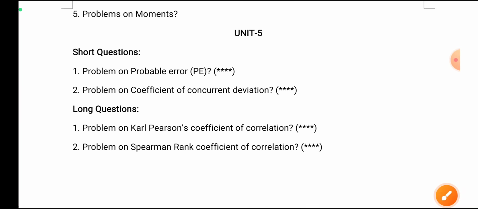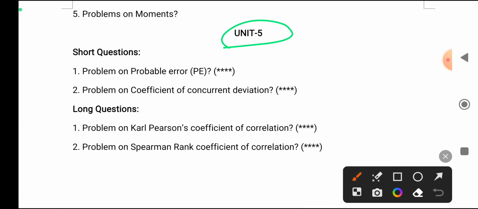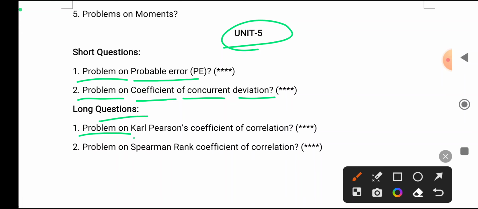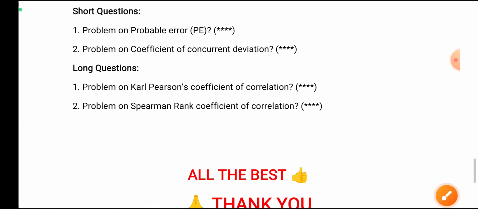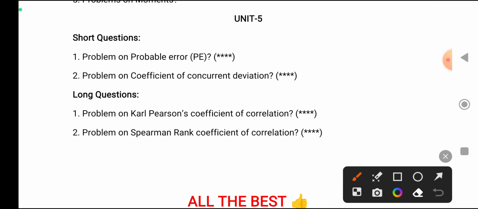Next, Unit 5, the last unit, correlation. Problems on probable error PE, and problems on the coefficient of concurrent deviation. And in long problems we may expect problems on Karl Pearson's coefficient of correlation and problems on Spearman rank correlation. If ranks are already given, how to solve? If ranks are not given, we need to assign the ranks and solve. If ranks are repeated, how to solve? These are rank correlation related.